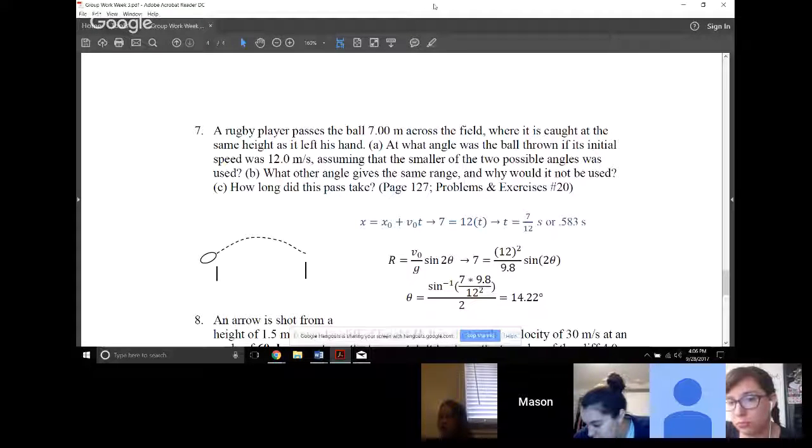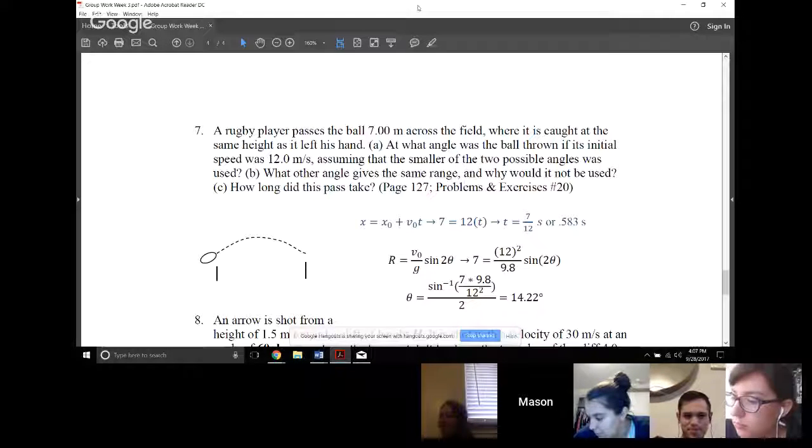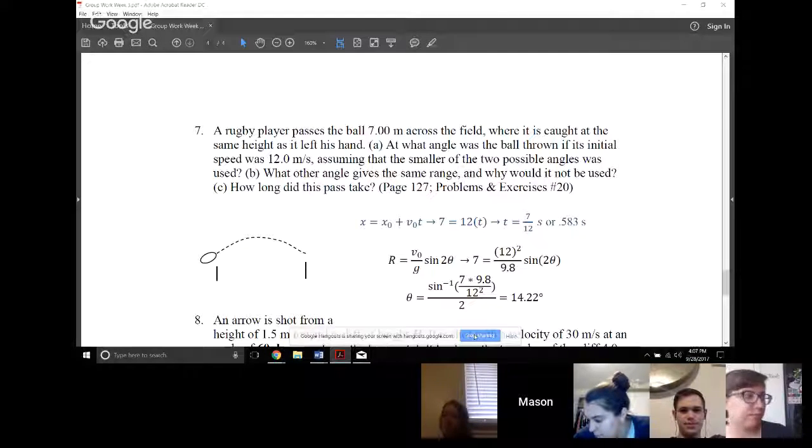Looks right to me. So that'd be 7 equals 0 for the initial distance plus 12 times time. Okay, yeah, that makes sense. My answer is absurd because it's only a 7 meter distance and it's moving at 12 meters per second, so it should definitely not be more than 2 seconds. So yeah, your answer makes sense. Cool. Yeah, I got that now.